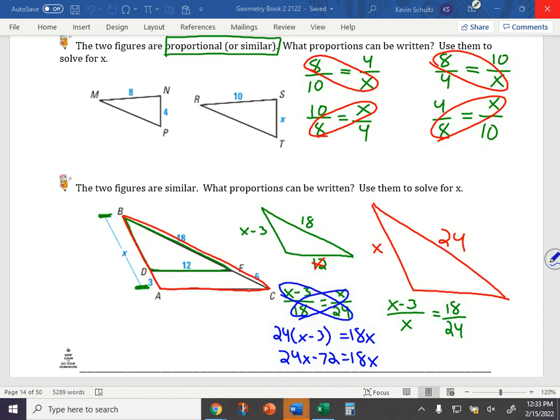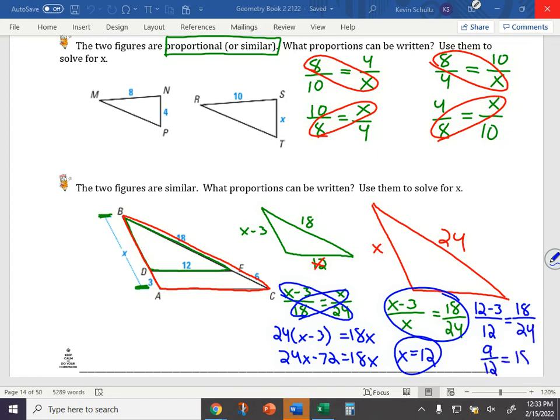I'm going to run out of space, but ultimately, what does x equal? Those that have done the work and solved it. Blake? 12. That's what I got too. X equals 12. Right? We could check that. Check that by plugging it into either of our proportions. Does 12 minus 3 over 12 equal 18/24? Or does 9 over 12 equal 18/24? Yes, it does. So we're good.